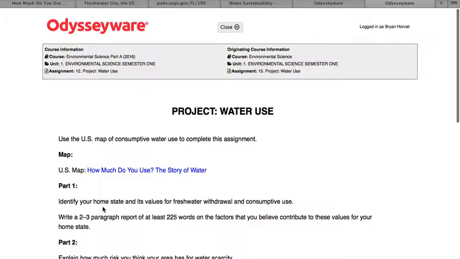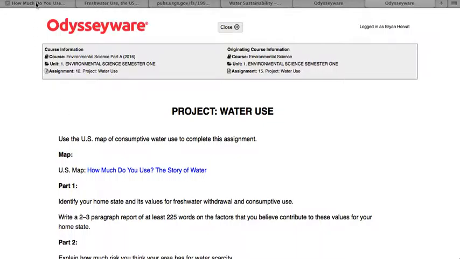Part one of this project really has you looking at water withdrawal and the consumptive use in the state. So here it asks, identify your home state and its values for freshwater withdrawal and consumptive use. And then from there, it wants you to write a 2 to 3 paragraph report of at least 225 words on the factors that you believe contribute to the values for your home state.